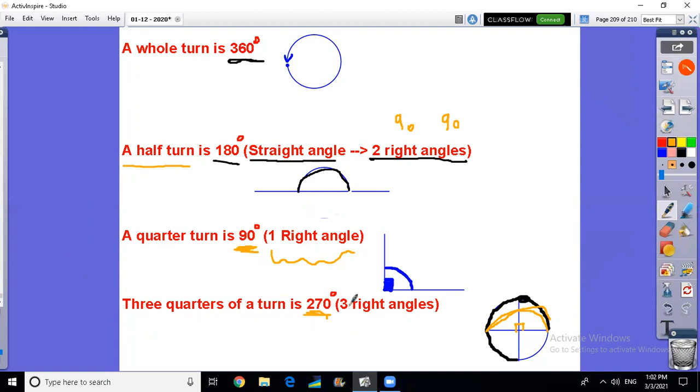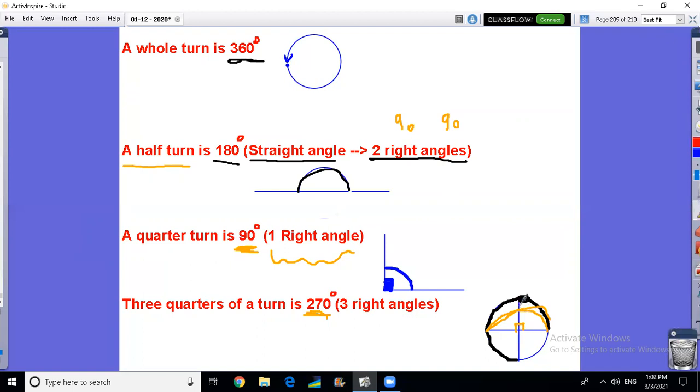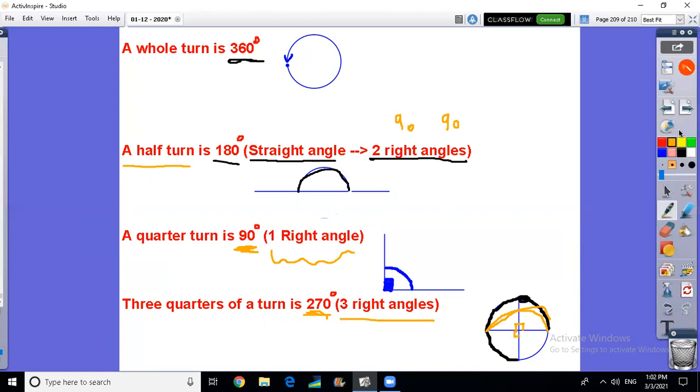Here, as you see, guys, the 3/4 is 3 right angles as we agreed. Look at this. This is the 3/4. It is 1/4, which is one right angle. The other quarter is another right angle. The third quarter is a third right angle. So 3 right angles form 270 degrees.